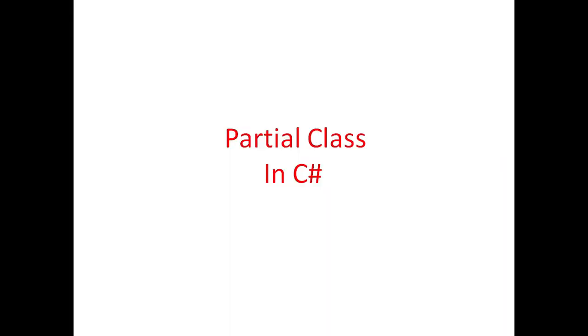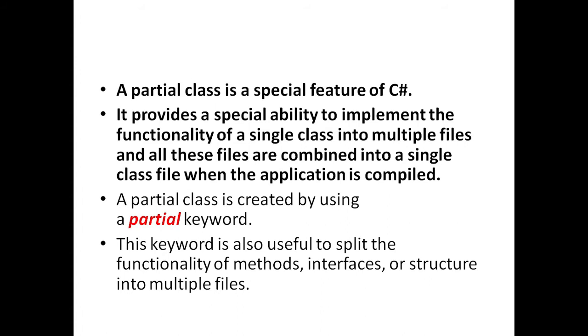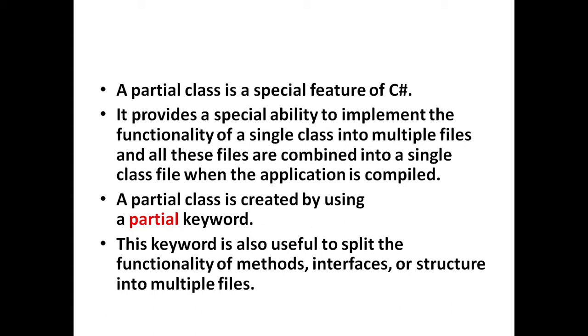Here we will see partial class in C sharp. A partial class is a special feature of C sharp. It provides a special ability to implement the functionality of a single class into multiple files, and these files are combined into a single class file when the application is compiled. A partial class is created by using the partial keyword. This keyword is also useful to split the functionality of methods, interfaces or structures into multiple files.